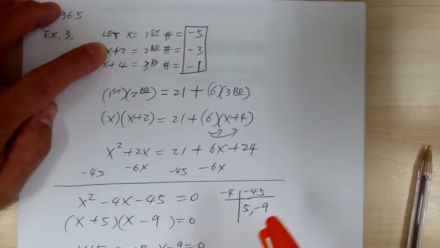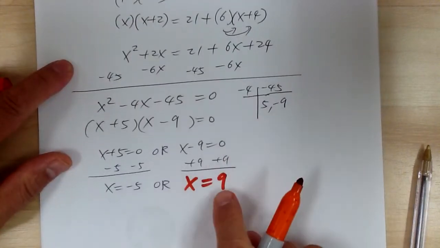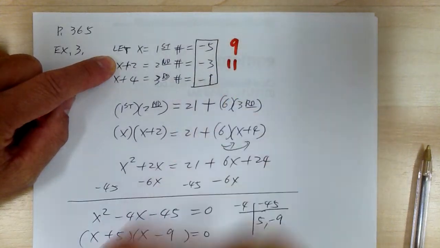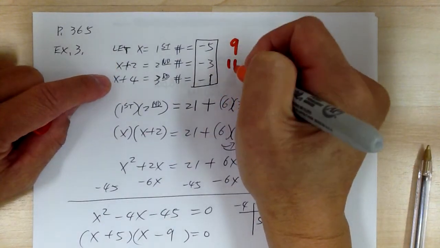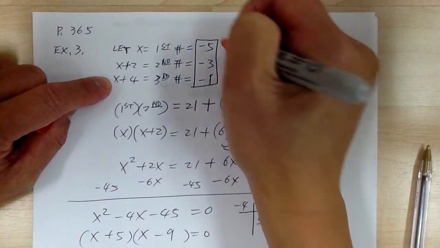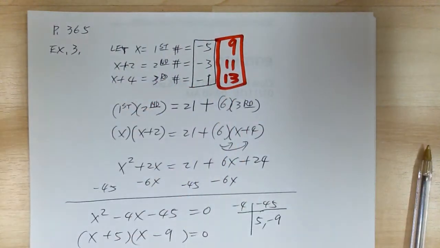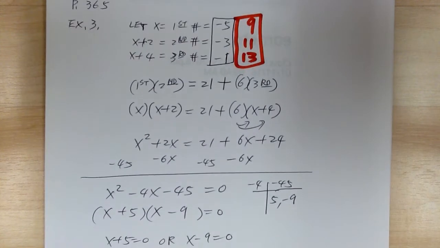Now let's go to the second possibility. The second possibility is 9. The next one would be 11, right? Consecutive odd integers, so 11 and then 13. So those are your second set of answers. So those are your 2 answers. Now let's go to example 4.